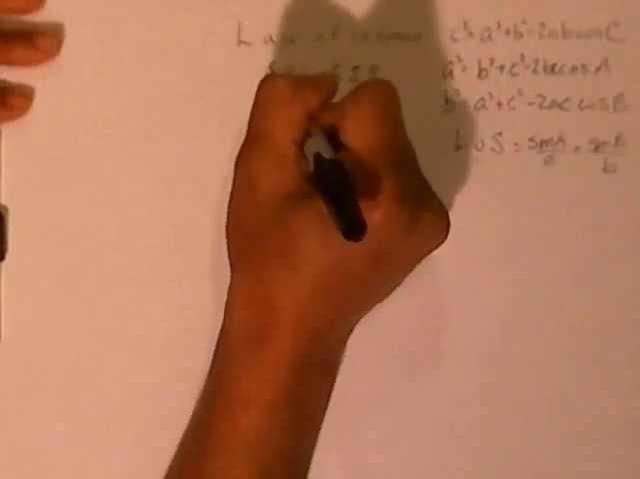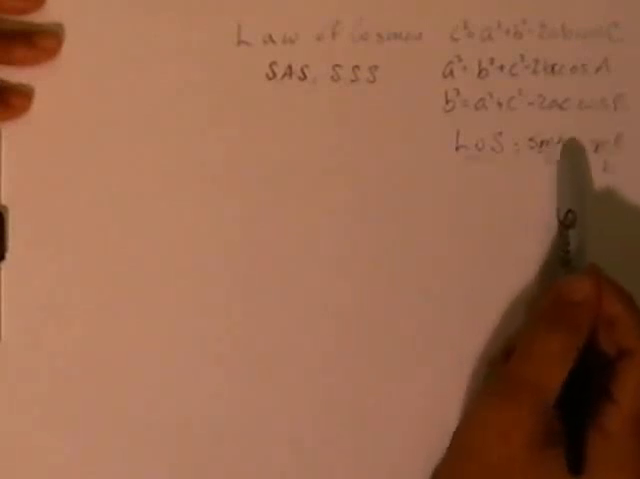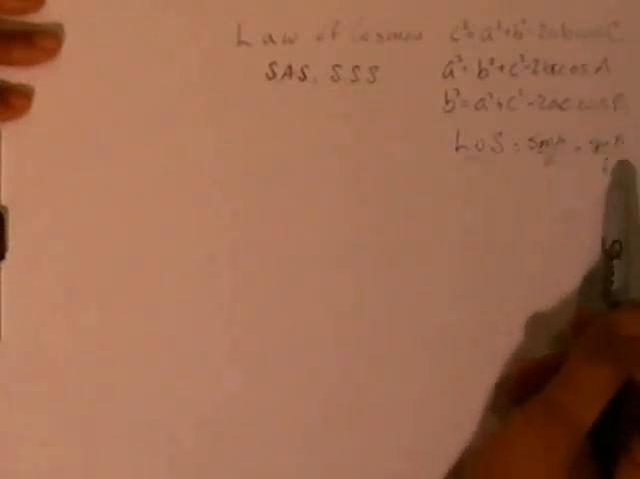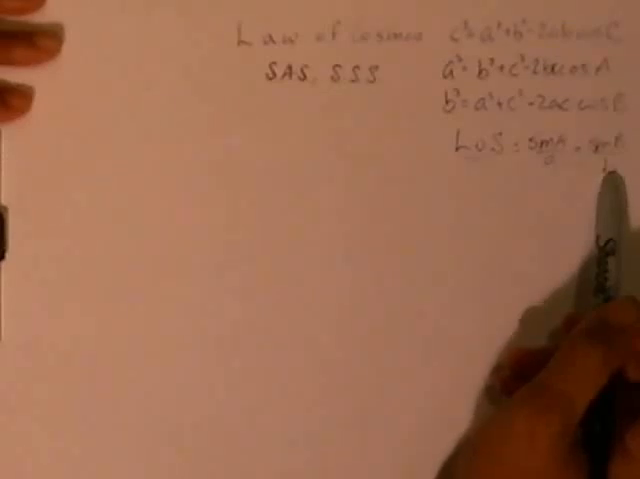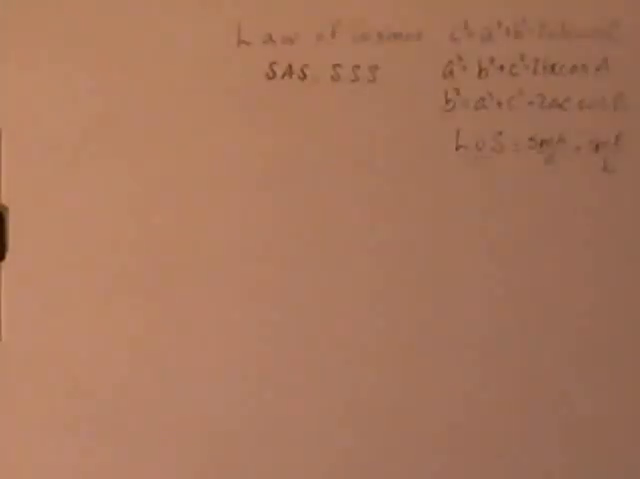If you have the SAS case as well, side angle side, you cannot use the law of sines because you don't have this angle, you don't have the side opposite it. So the SAS and the SSS situations are the ones where you will use the law of cosines. So where does the law of cosines come from?